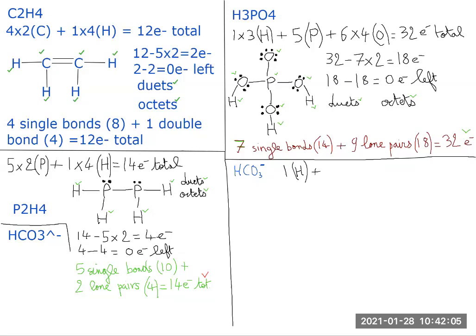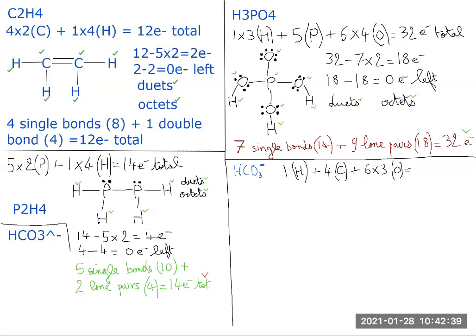Plus we have carbon. Carbons are in group 4A, so they bring 4 valence electrons, and there is only 1. Plus oxygens. Oxygens are in group 6A, so they bring 6 valence electrons. And there are 3 oxygens in this structure, so times 3. So 3 times 6 is 18, 19 with the 1 from hydrogen, plus 4 is 23.